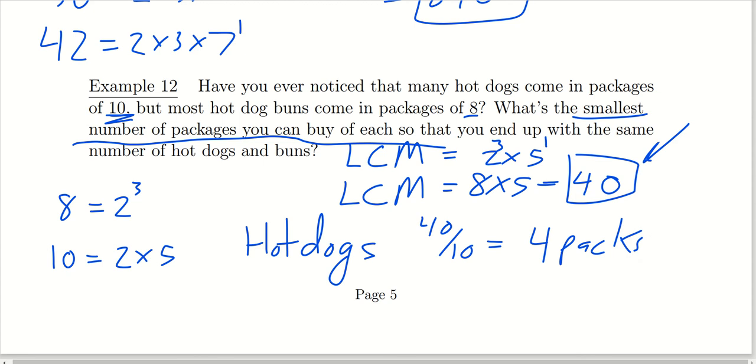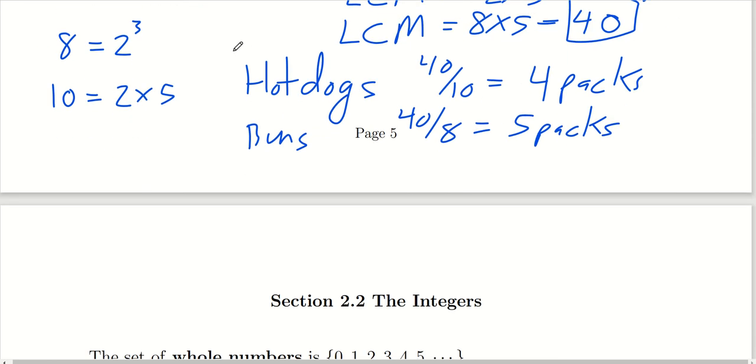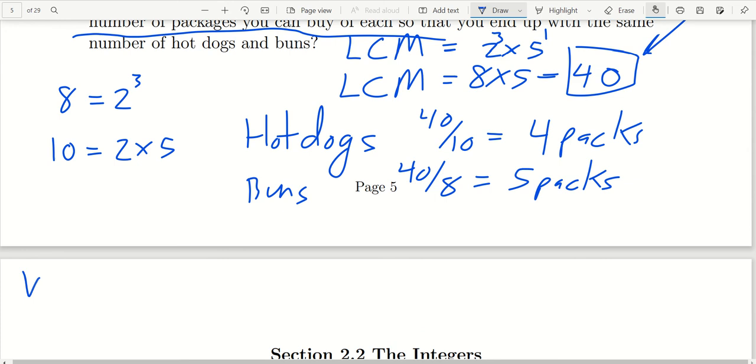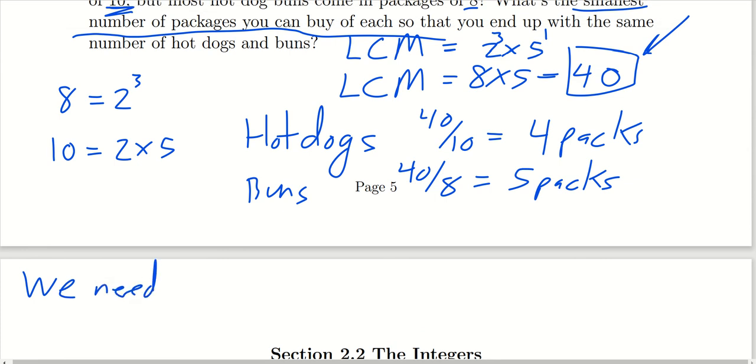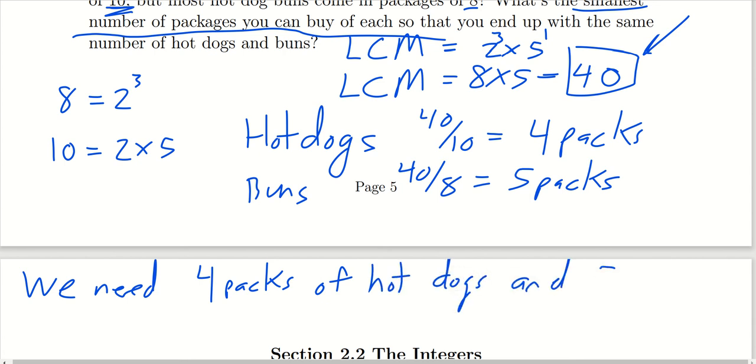of hot dogs. And similarly, if we look for the buns, they come in packs of 8. So to get 40 buns, when they come in packs of 8, that means we're going to need 5 packs of buns. Okay. So again, a worded problem deserves a worded answer. So we need 4 packs of hot dogs and 5 packs of buns.